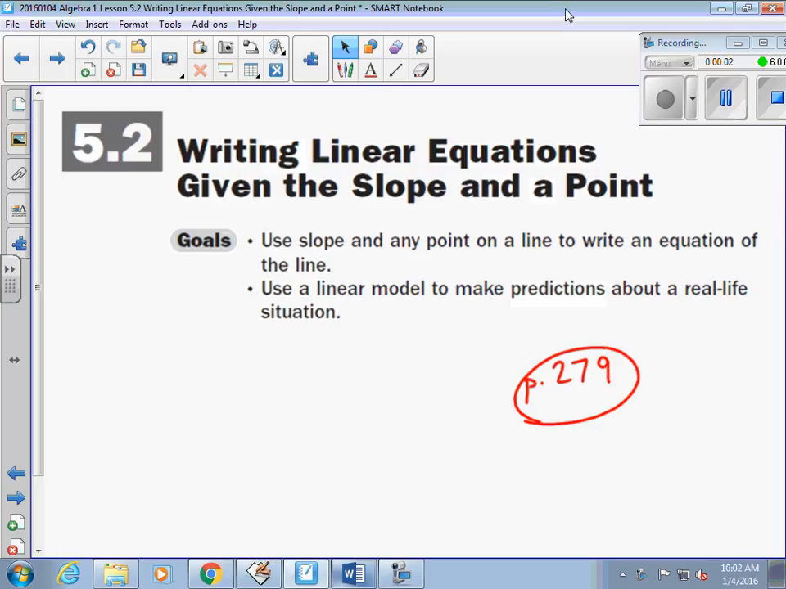This is Algebra 1, Lesson 5.2. We're writing linear equations given a slope and a point. So what we're doing is we're using the slope and any point on a line to write an equation of a line, and we're going to look at real-life situations involving parallel lines, beginning on page 279.